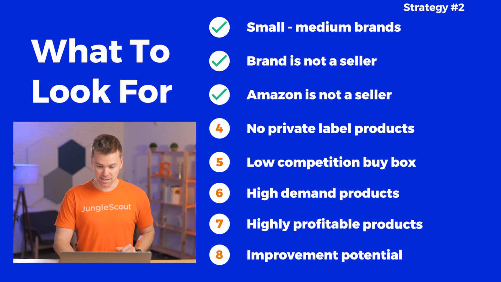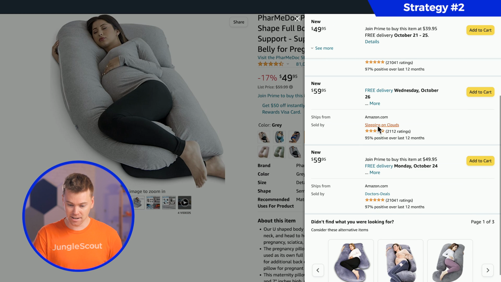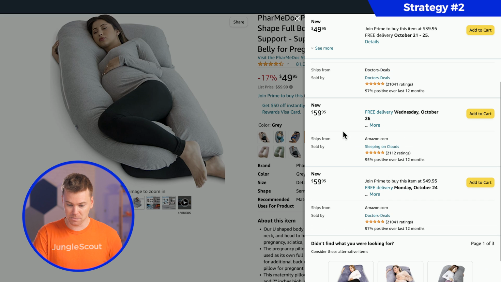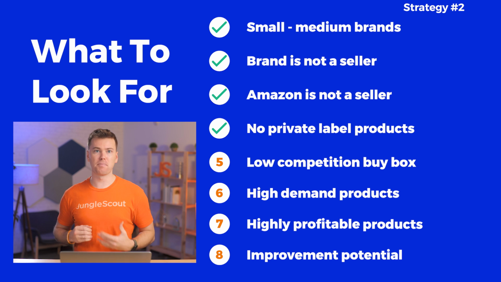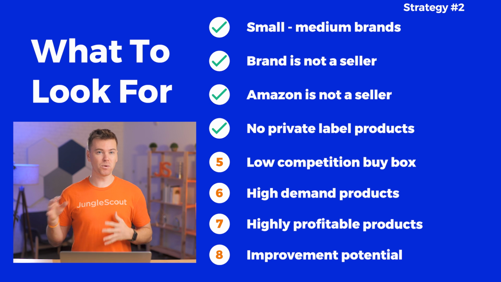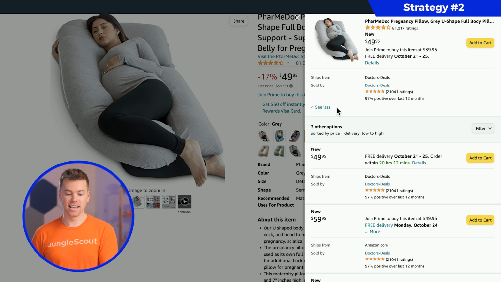That's really good news. Also, we can confirm that this isn't a private label product since there's other brands selling it. I see Dr. Deals here, Sleeping on Clouds, and again, Dr. Deals. They have a few listings, it looked like, with different shipping times available. Now, the next thing we're gonna look for is a low competition buy box. So again, earlier I said we wanna have less than 10 high quality sellers in the buy box. And we're off to a good start here.